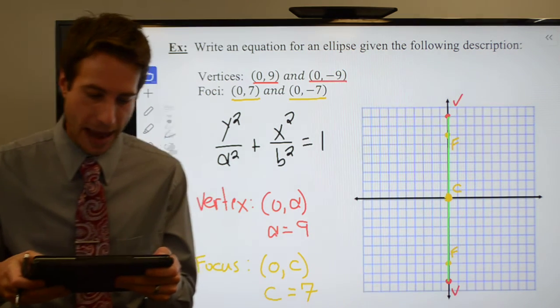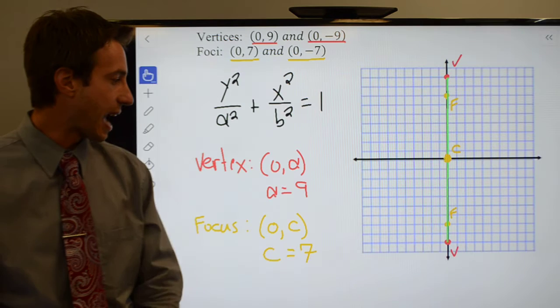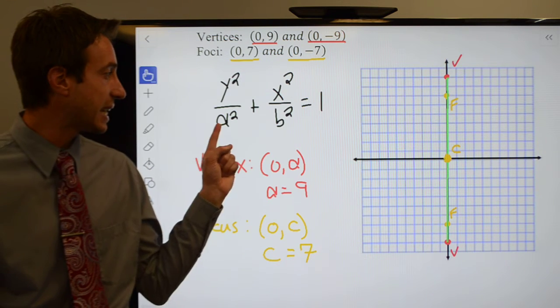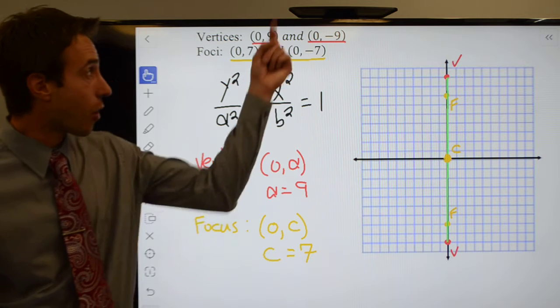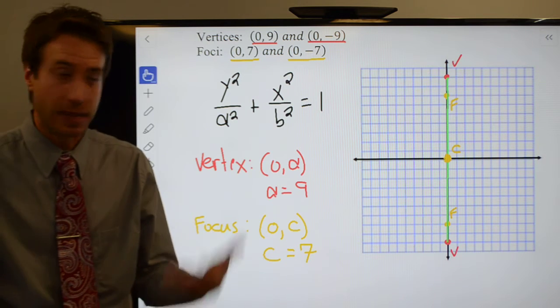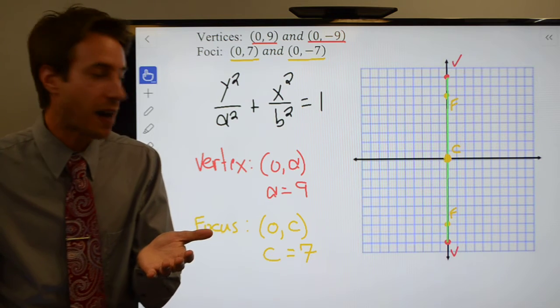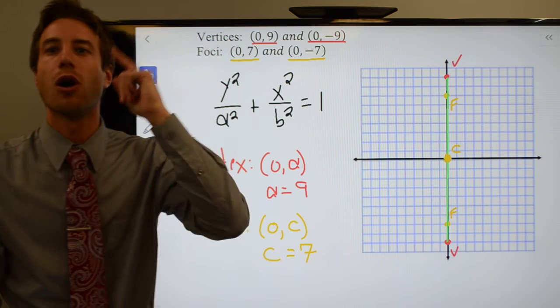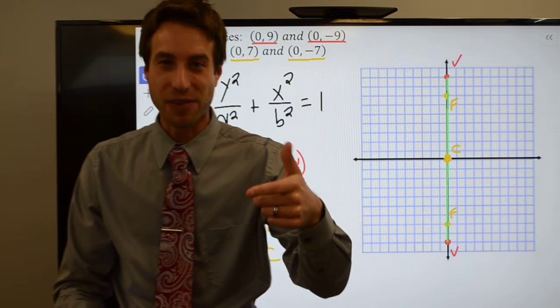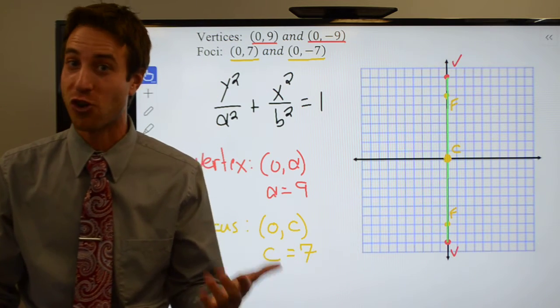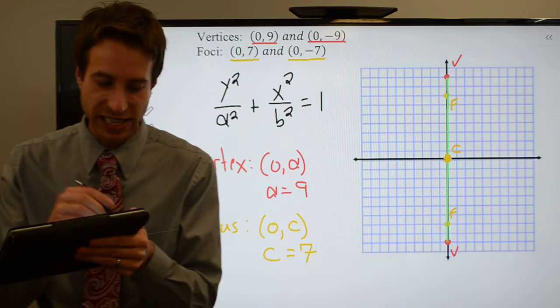All right, so here's where I'm at. I now know that A is equal to 9 and C is equal to 7, but I need A and B. But I've already used all the information that they've given me. They don't give me anything else. So how am I supposed to find B? Oh yeah, that's right. We have a Pythagorean theorem representing the relationship of the triangle inside of the ellipse.